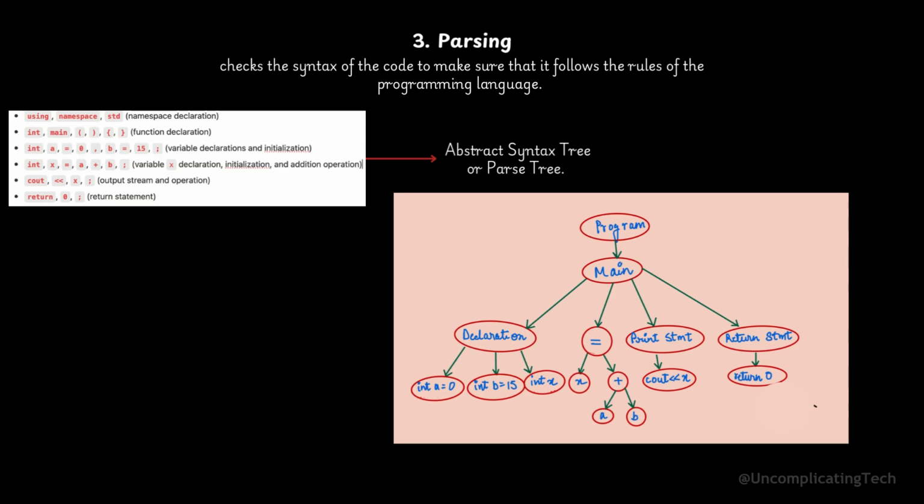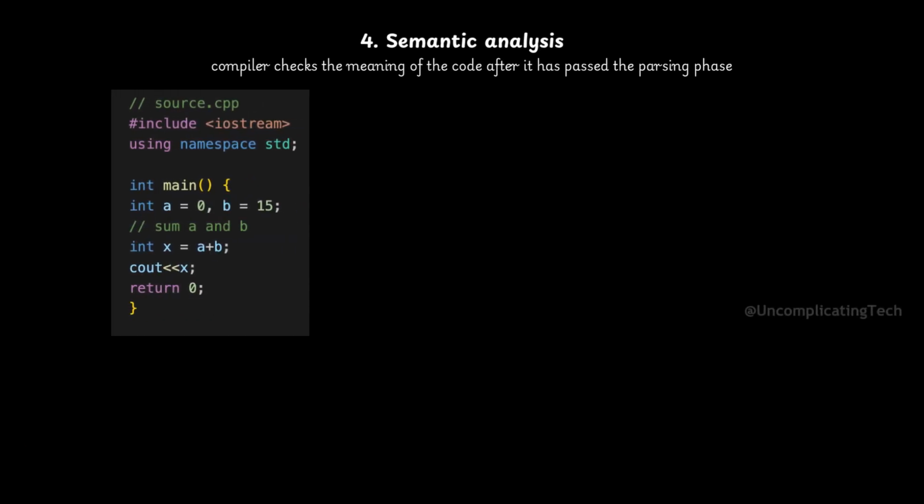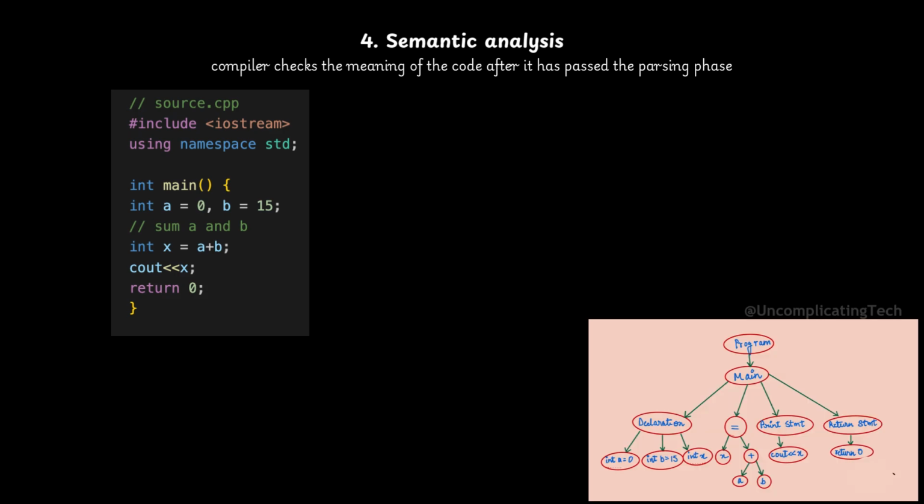Then comes semantic analysis. It is the phase where the compiler checks the meaning of the code. After it has passed the parsing phase, it ensures that the program is semantically correct by applying rules of the programming language, such as type checking, scope resolution, and function usage. Type checking ensures operations are performed on compatible types, like checking if a and b are integers when doing the sum.